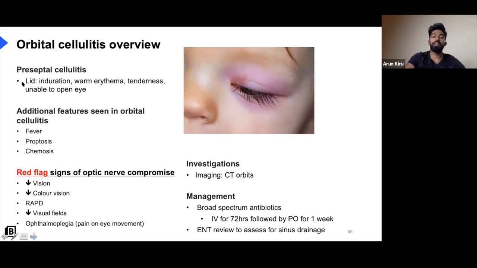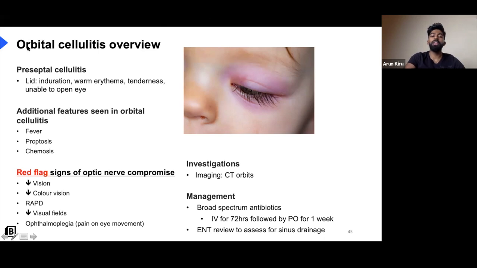And this is a preseptal cellulitis. So this is where you basically just get the first part where the lid gets red and inflamed. But the things in orbital cellulitis that you also get are fever, proptosis, where the eyes push forward, and the red flag signs we talked about, where the optic nerve is affected. We've talked about these already: reduced vision, reduced color vision, RAPD, reduced visual fields, and ophthalmoplegia, so pain on eye movement.